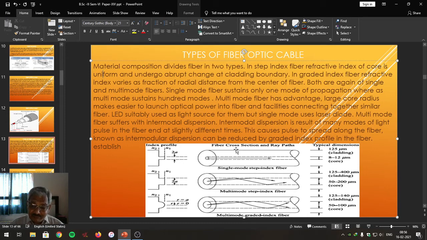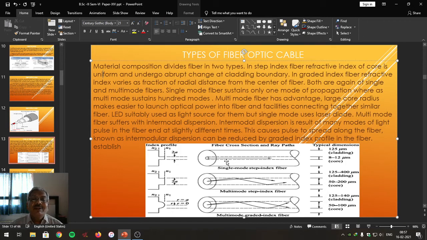Monomode means maybe it is a step index or maybe it is a gradient index type of optical fiber. If the light travels within only one mode, then it is called a monomode fiber. And if the light radiation travels in multiple modes, then it is called a multimode type of fiber.